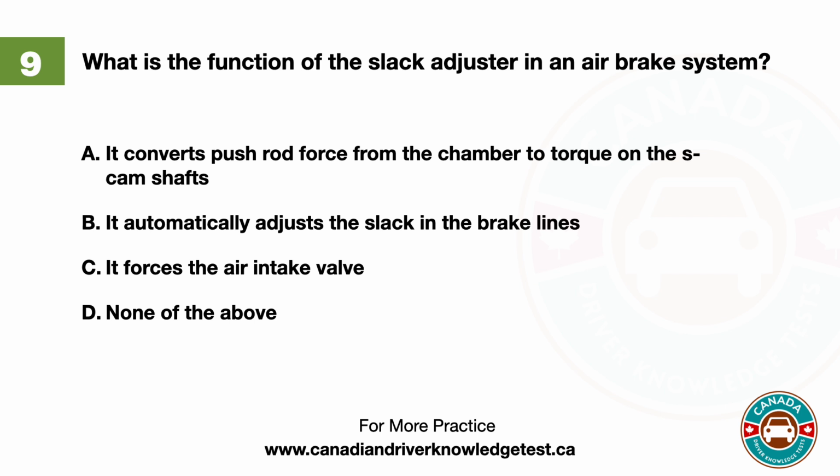Question 9. What is the function of the slack adjuster in an air brake system? A. It converts push rod force from the chamber to torque on the S-cam shafts. B. It automatically adjusts the slack in the brake lines. C. It forces the air intake valve. D. None of the above. The answer is A. It converts push rod force from the chamber to torque on the S-cam shafts.